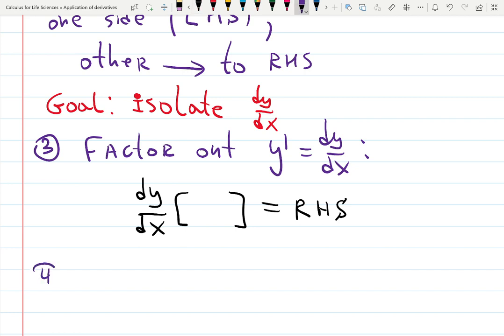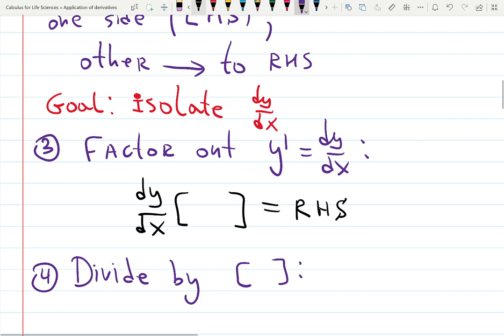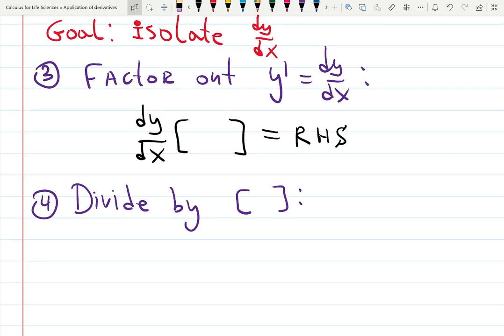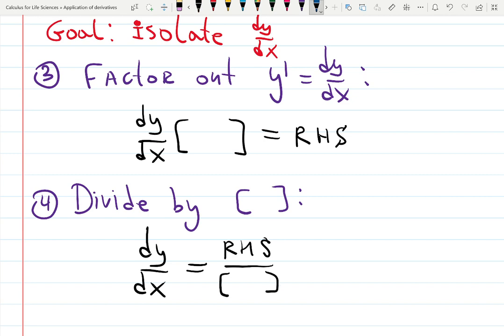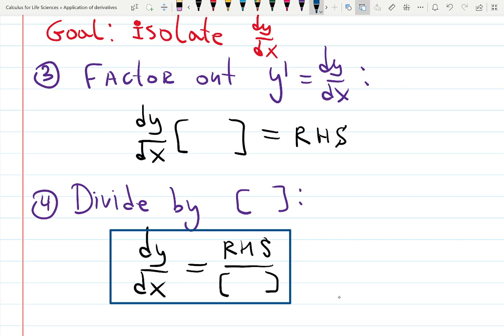Last step, you divide by those brackets. And the answer will be exactly what you're looking for. The answer will be dy over dx equals blah, blah, blah. And that's going to be the answer: the right-hand side, which you moved from the very beginning, over the brackets, which show up from factoring.